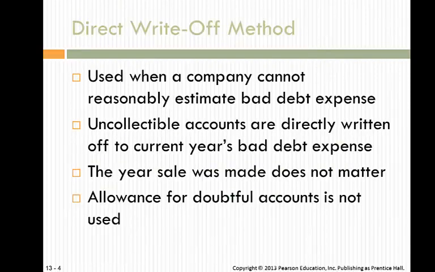So far, we've been using the allowance method to account for bad debts. There is another method called the direct write-off method. It's used when a company can't estimate the amount of bad debt expense, such as when a company is just starting. Using the direct write-off method, customer accounts are written off directly, and no allowance account is used. It should only be used if absolutely necessary because it doesn't match expenses with revenues.